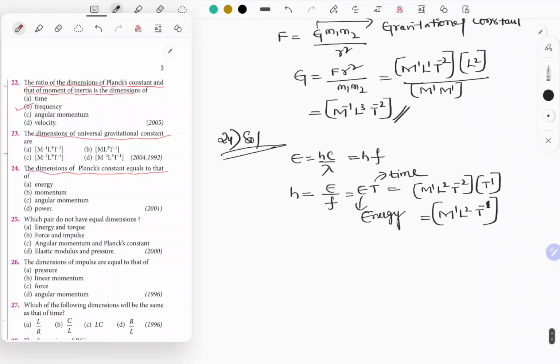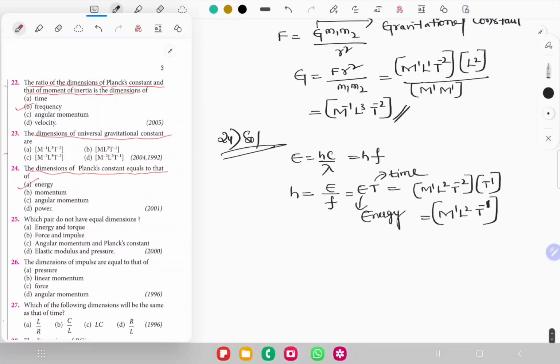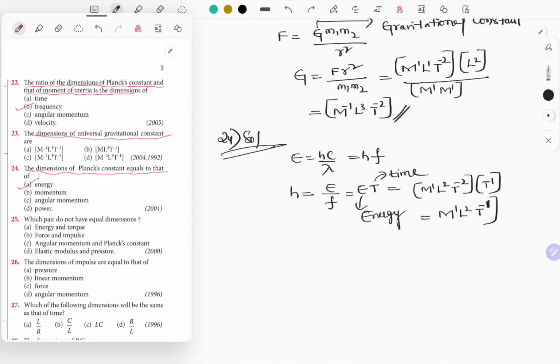Let me check out the options that they have given. Is the energy dimensional formula and Planck's constant dimensional formula the same? No, it is not. Momentum: what's the formula for momentum? Momentum is equal to mass into velocity. Mass is M power 1, velocity is L power 1 T power minus 1. Is it matching with that? No, it is not.